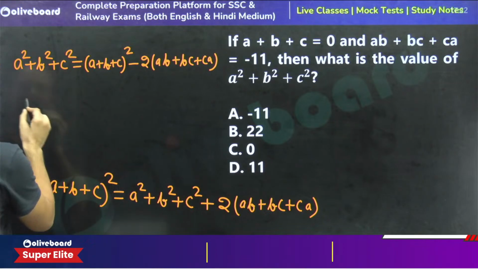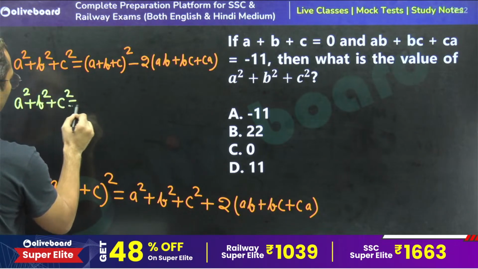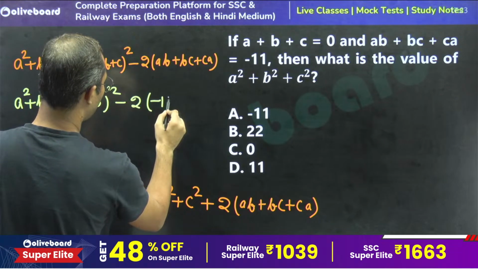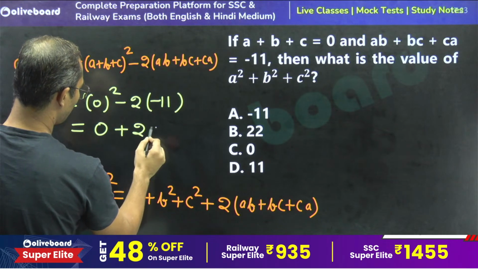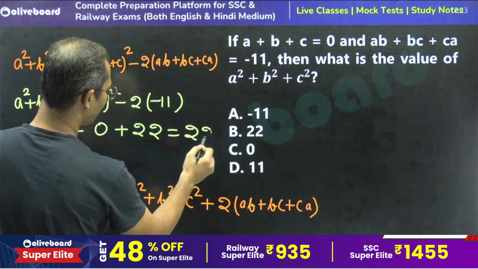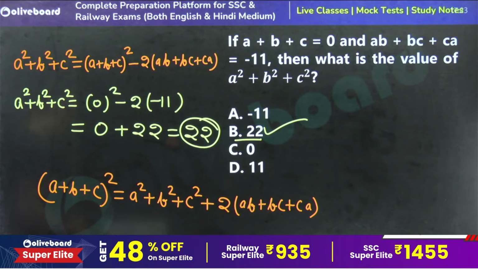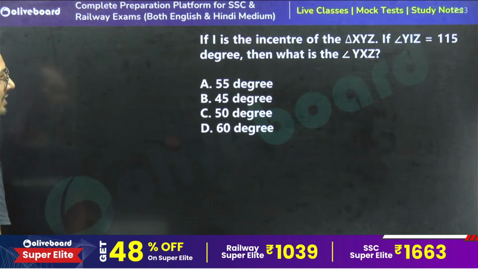So A square plus B square plus C square is 0 square minus 2, and the value of this is minus 11. So this is going to be 0 plus 22, right? So this is equal to 22. So B part is the right answer. 22 is the right answer. Yes, you are right. B is the right answer.